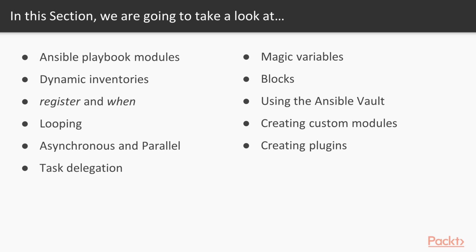We'll see how we can use the Ansible Vault for storing sensitive information, how it can be used to encrypt external variable files, playbooks, and also how we can use the Vault functionality in different ways. Finally, the use of multiple vaults. We'll see how we can create custom modules and also how we can create plugins.